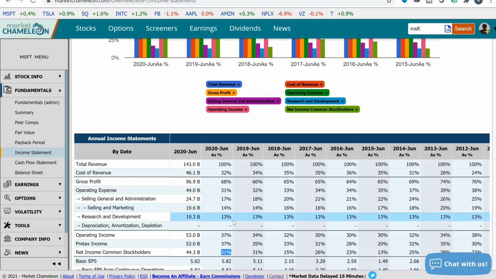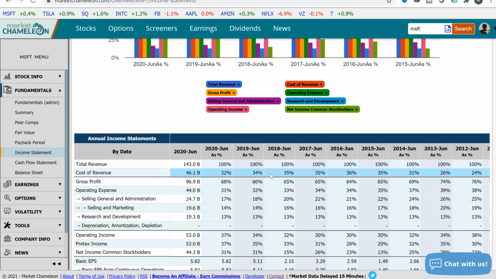Same idea. If we wanted to see, well, how much of their revenue are they spending on research and development? We could see here 13% of their revenue they're kicking back to research and development. How much of their revenue are they spending on marketing? So we could see here 14%. So this gives us kind of an idea how they're distributing their revenue around expenses.